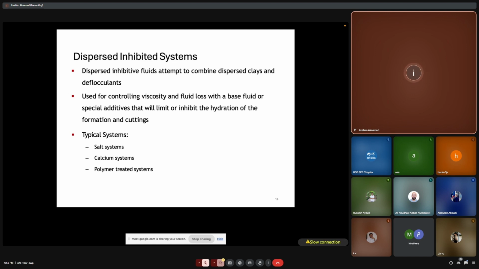Dispersed inhibited fluids attempt to combine dispersed clays and deflocculating. What do you mean by deflocculating, if you studied chemical engineering? In the mud industry, we call them thinners. When you add thinners, it's the opposite of adding viscosity to the system. You add viscosifier to add viscosity to the system, and you add thinners to deflocculate the clays, and it reduces the rheology.